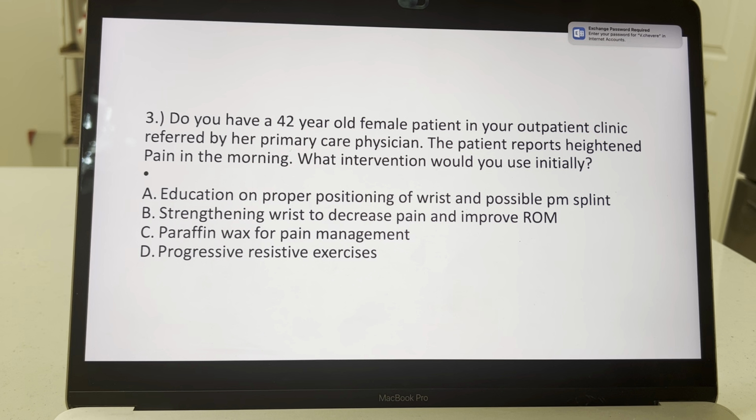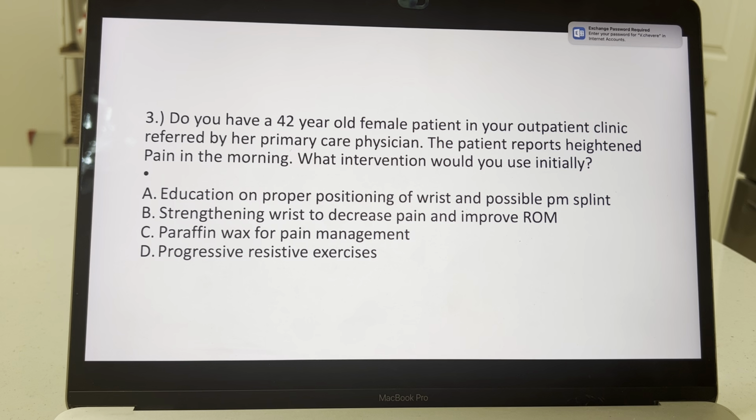One, because you want to build that rapport and let them know how this can progress and it can get worse, so that they're following through with their treatments. So you would want to start with A, educating them on proper positioning of the wrist. Make sure they're not doing any excessive wrist flexion or extension, that they're keeping proper alignment of that wrist.